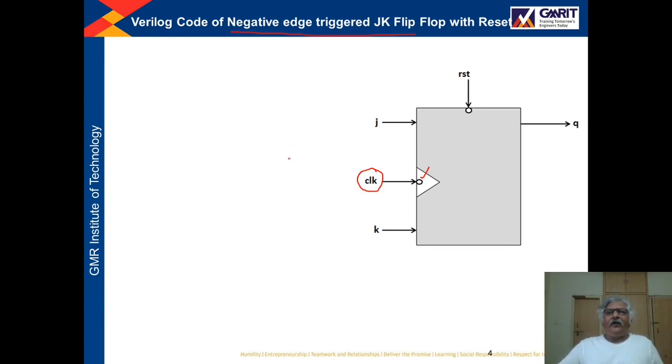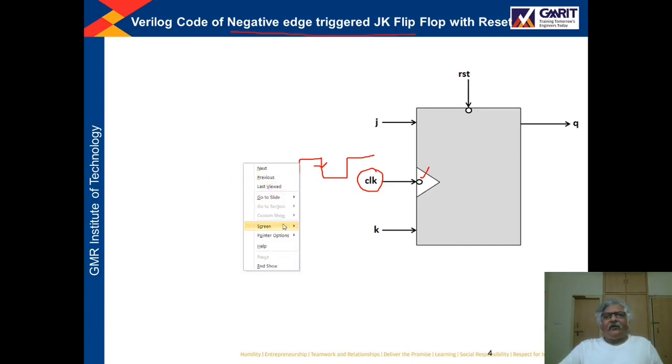Suppose this is the clock. Now when the negative edge is detected, depending upon the values of J and K, the output of the flip-flop will be affected, provided RST is 1, right? So if RST is 1, then this flip-flop will operate at the negative edge of the clock signal, right?